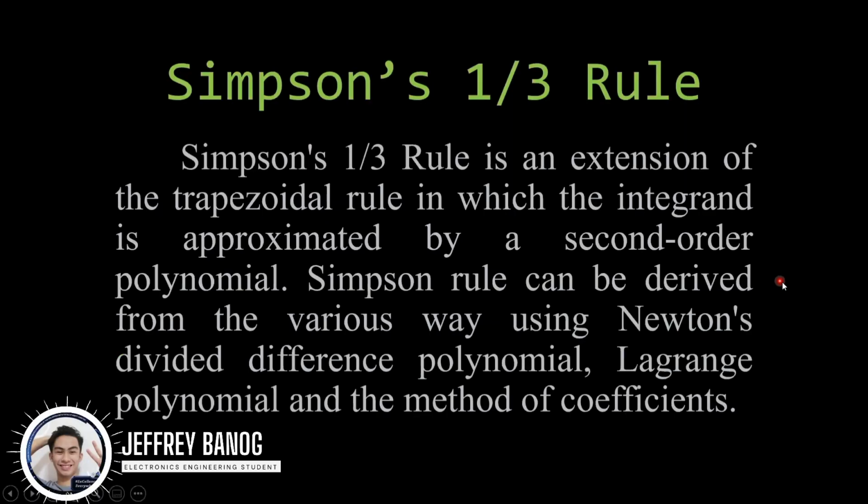Simpson's 1/3 rule is an extension of the trapezoidal rule in which the integrand is approximated by a second-order polynomial. This rule can be derived in various ways using Newton's divided difference polynomial, Lagrange polynomial, and the method of coefficients.